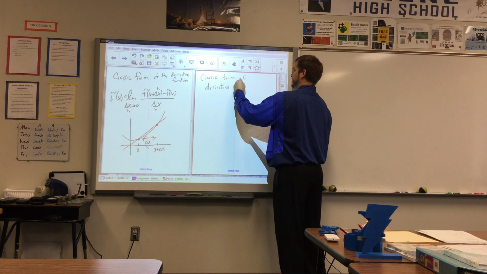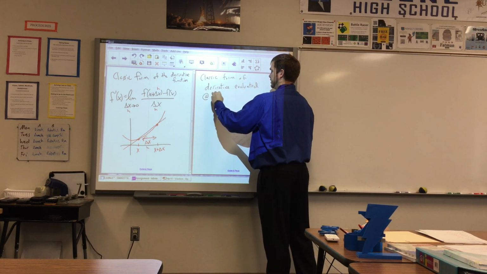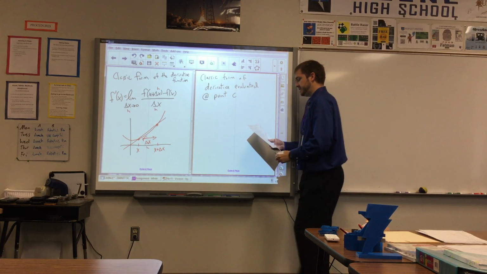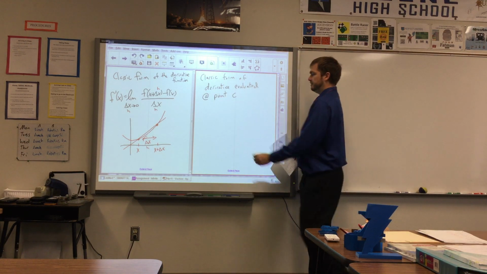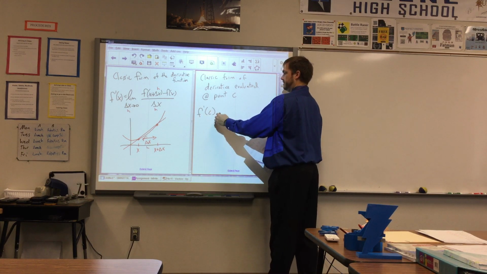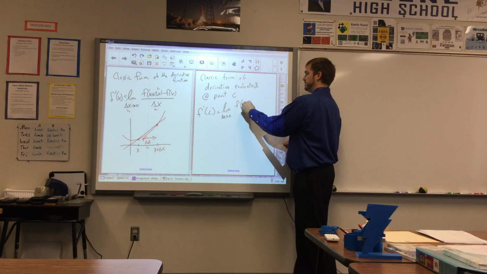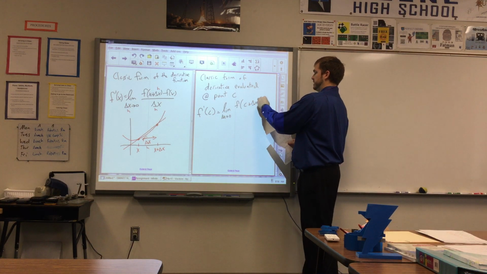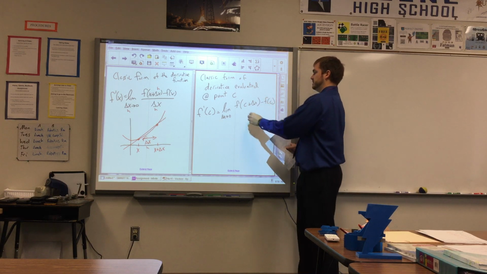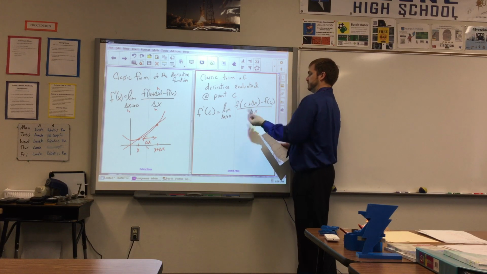We'll say of the derivative evaluated at point c is f prime of c equals the limit as delta x approaches 0 of f of c plus delta x minus f of c all over delta x, pretty much the same sort of thing.